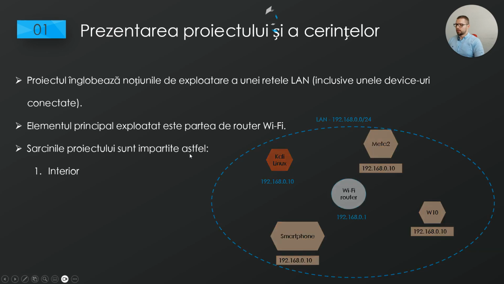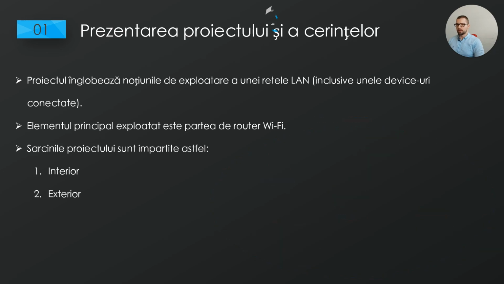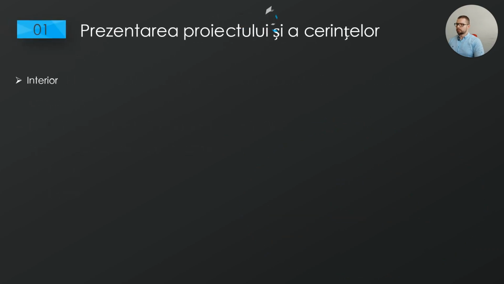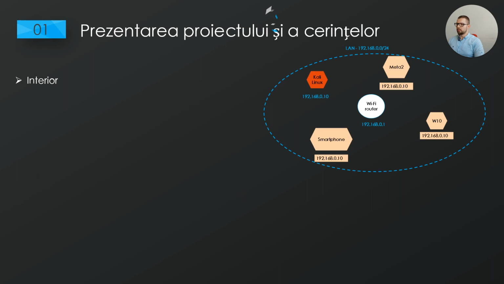Now, the second task is from the exterior, where Kali Linux is outside the network, trying to breach the network, and we see how we can do that by exploiting vulnerabilities. Okay, but now a bit more thoroughly, in terms of what I will actually do.